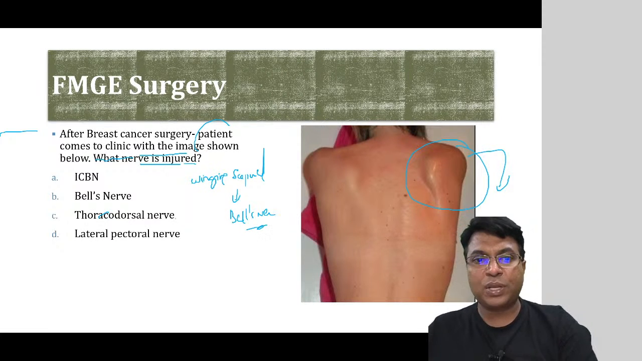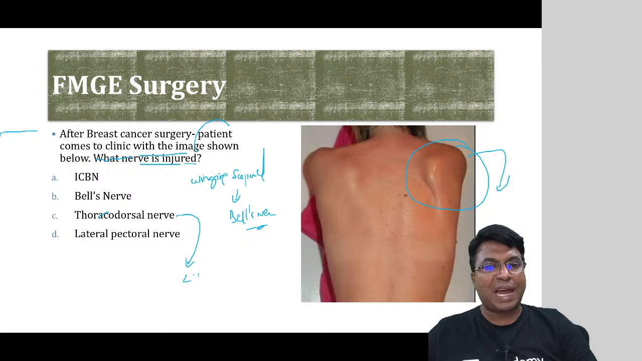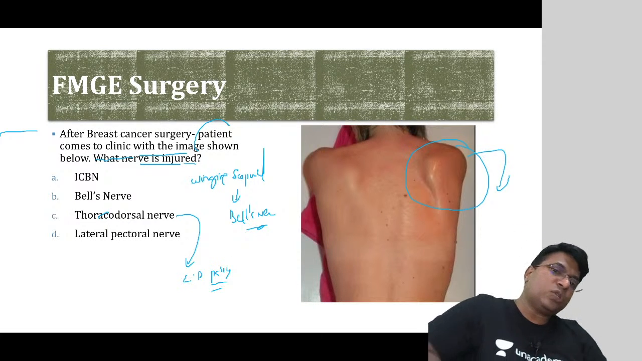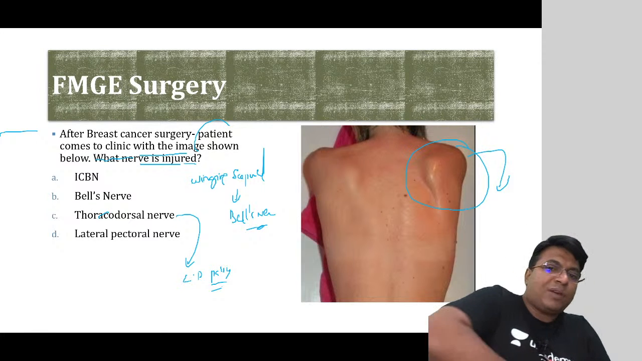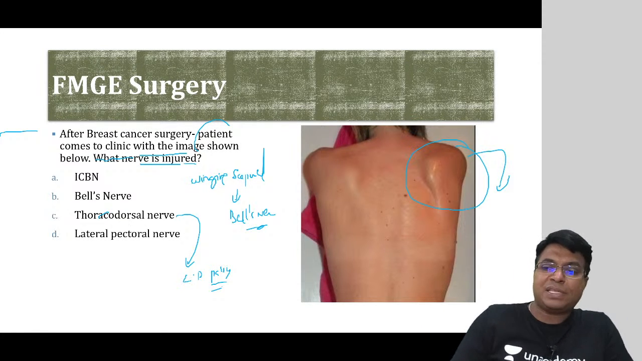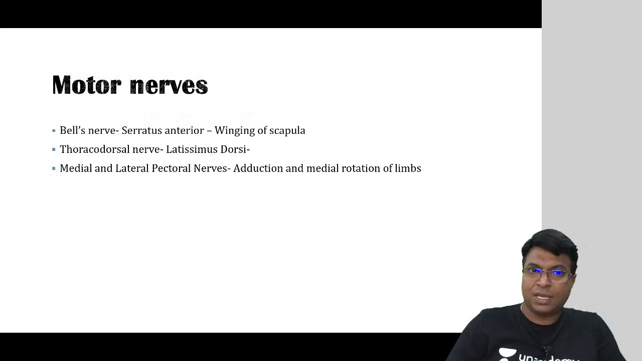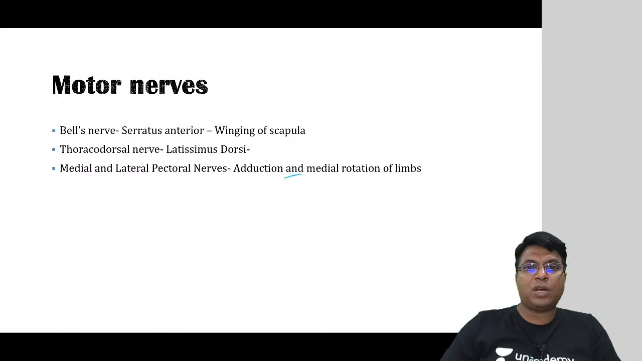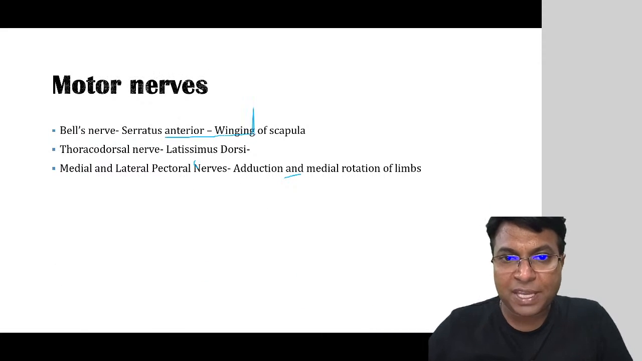If there is a thoracodorsal nerve injury, there will be latissimus dorsi palsy. Patient will be unable to rotate the shoulder medially. Medial rotation of shoulder will be affected in latissimus dorsi palsy. So this is actually a Bell's nerve injury. So please don't get confused in this. Bell's nerve injury causes winging of scapula as shown in the image.